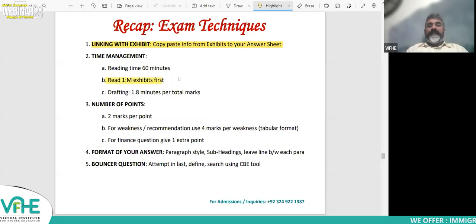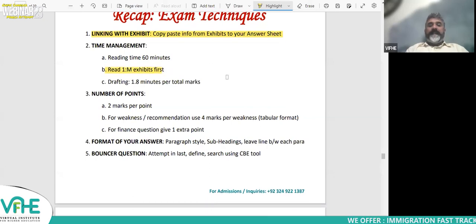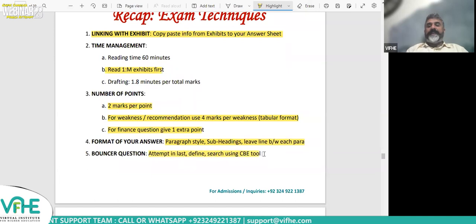Read the one-to-one exhibit first. The number of points we discussed is 2 marks per point, but for weakness and recommendation questions, you have to divide by 4 because these are 2 separate points. And for a finance question, give 1 extra point. Paragraph style, leave 1 line between paragraphs. Bouncer question, attempt in last, define, search.